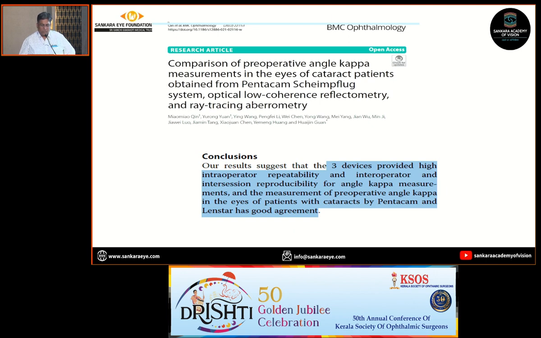And this was a comparison where they looked at all the different gadgets that are available to measure the angle kappa, and they saw that all were repeatable, but the best results were obtained when they used the Pentacam and the LENSTAR.